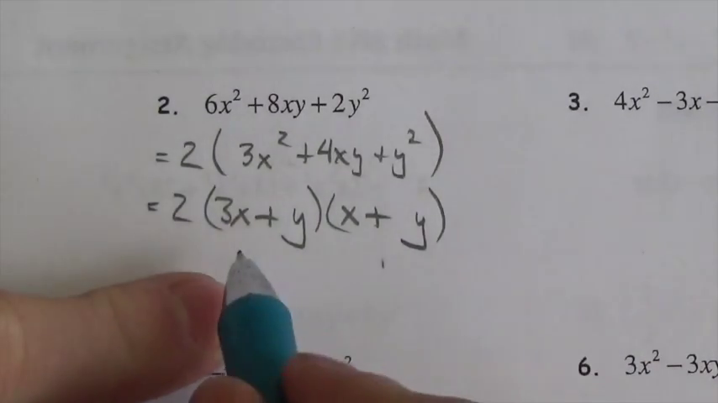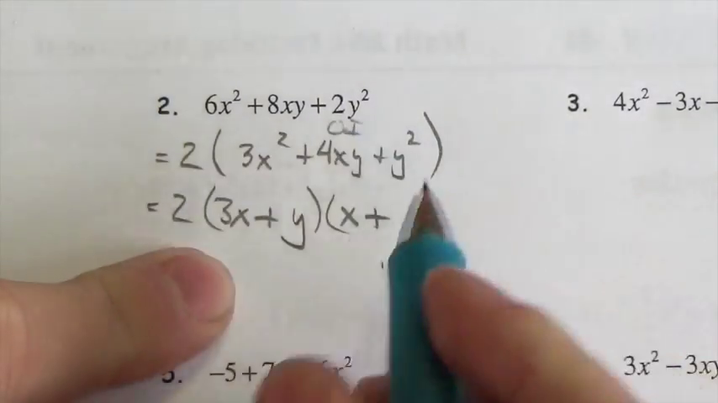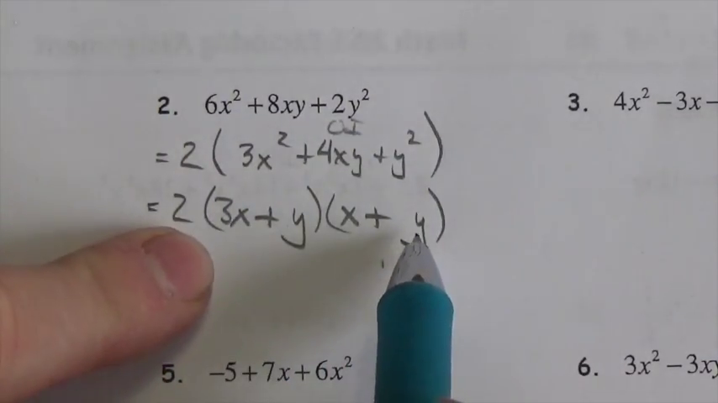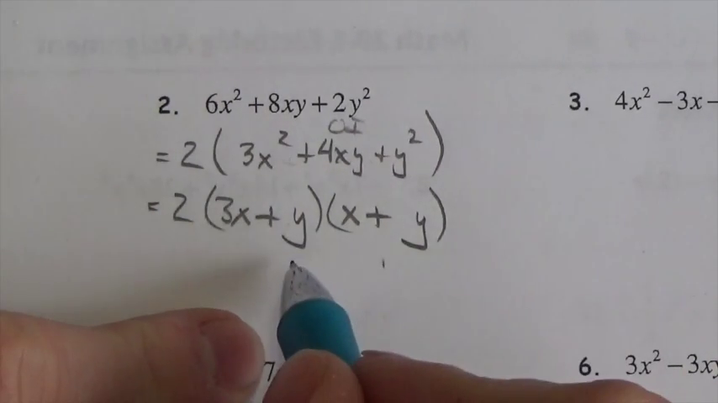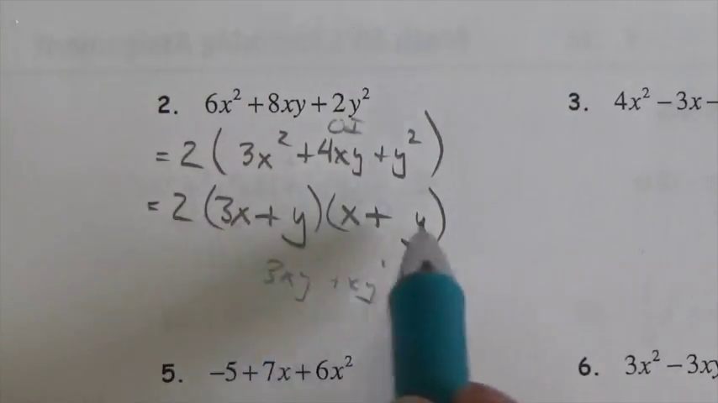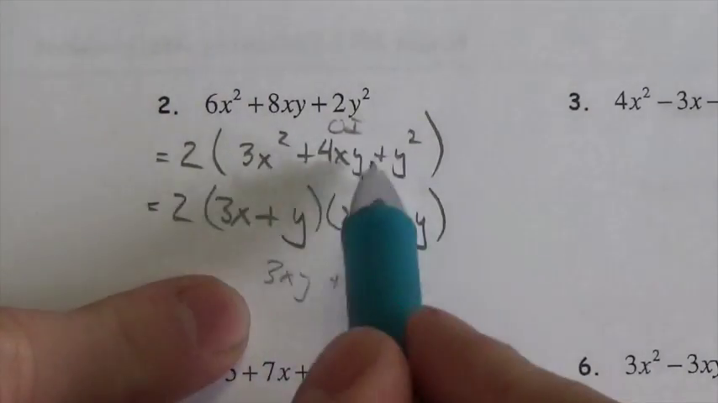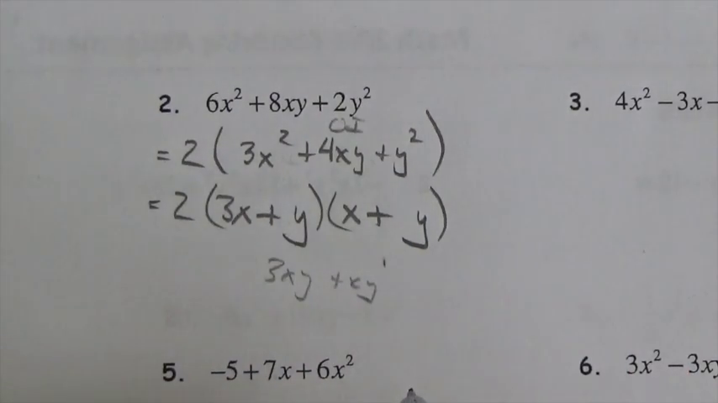Now, just to double check though, let's check for that OI term. Remember, OI is that middle one here. So 3x times y is going to be 3xy. Y times x is xy. So this is 3xy plus xy. And yeah, I do get the 4xy. So that is the correct answer. I am able to get that middle term with these two factors. So I did it correct.